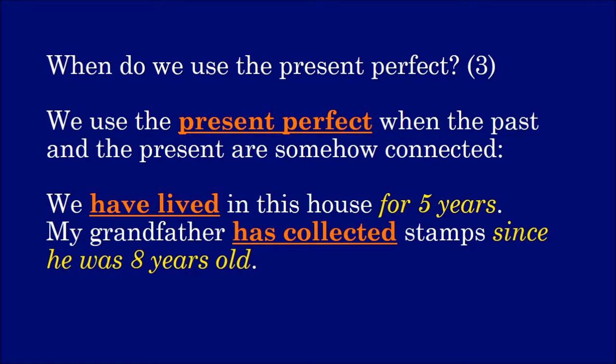Finally, we also use the present perfect when the past and the present are somehow connected. For instance, we have lived in this house for 5 years. This means that we started living here 5 years ago and we still live here. That's why we use the present perfect. Another example would be, my grandfather has collected stamps since he was 8 years old. That means that he started collecting stamps when he was 8 years old, and he still does so. Therefore, we use present perfect.